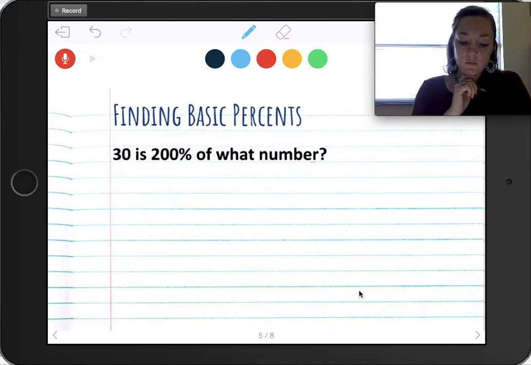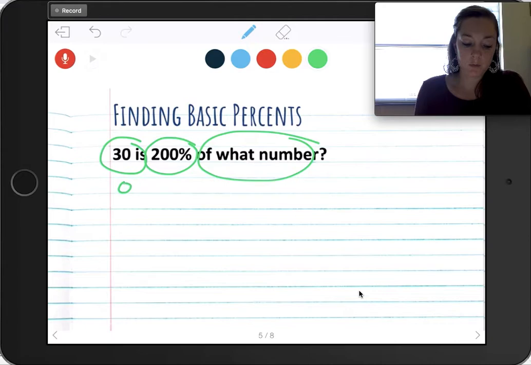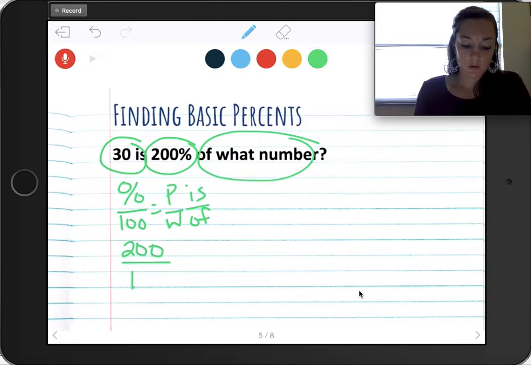All right, last one for this. 30 is 200% of what number? Again, circle the important things. 30 is 200% of what number? Percent over 100 equals part over whole, or is over of. Percent is 200 over 100. Is 30, and we don't know the of.